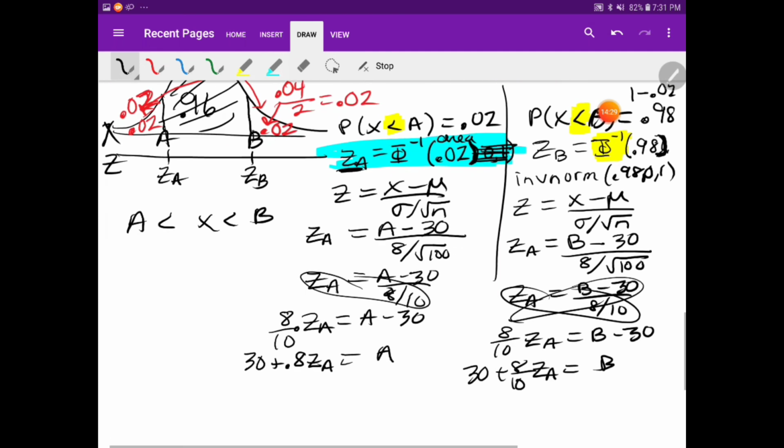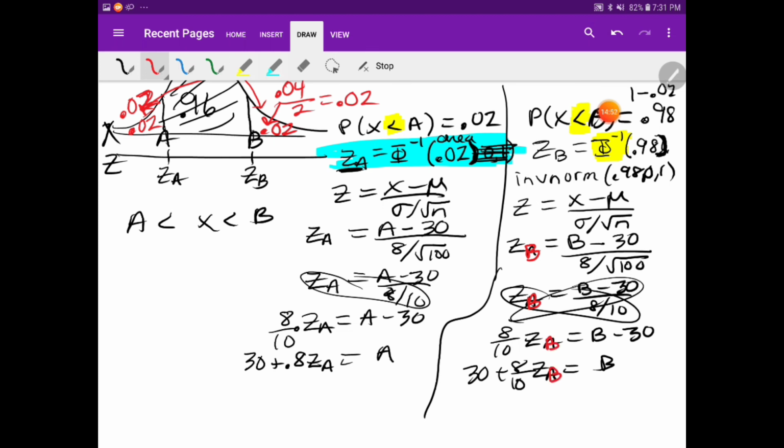So you can type that into the calculator. I'm going to write that on my little paper here: 30 plus 0.8 ZA. And we have 30 plus 0.8 ZB. Oops, over here, lucky I wrote that down. I made a mistake, so I'm going to write this in red. That's supposed to be a ZB, not a ZA. Otherwise, we'd have the same answer.